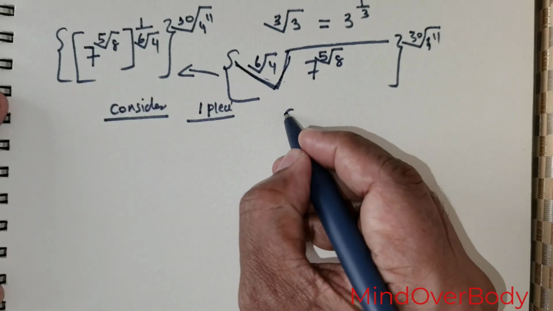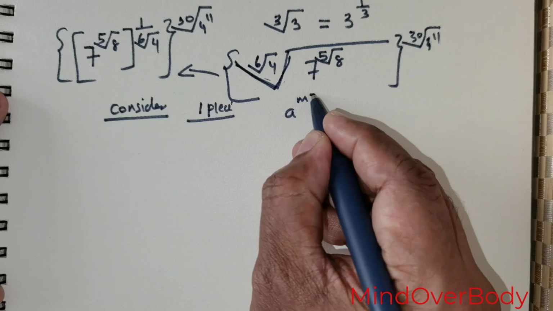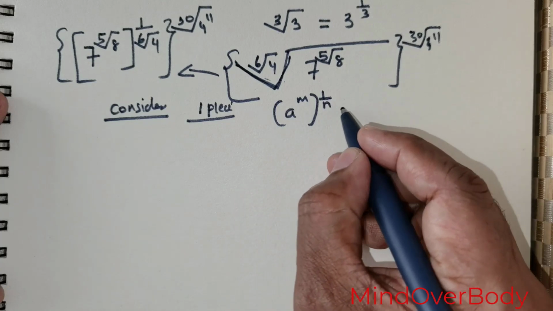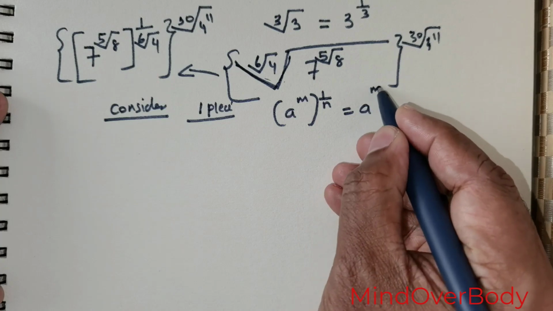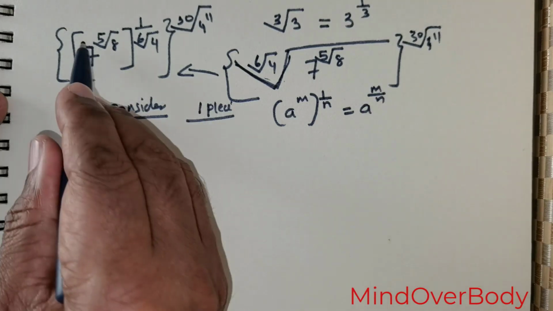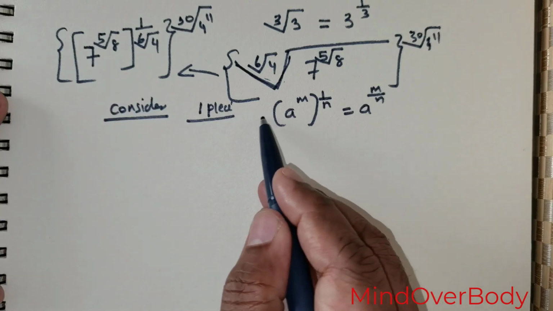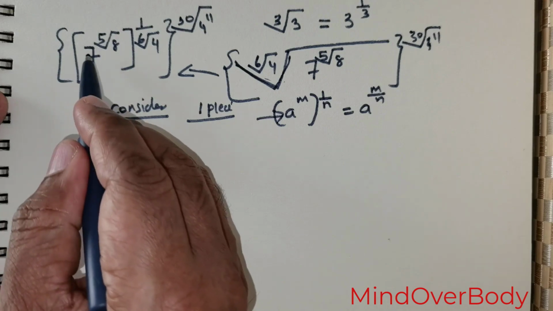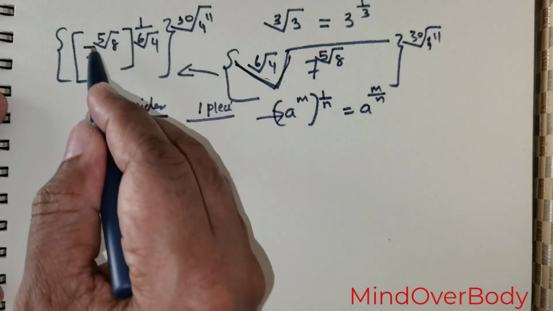Now you will have to understand this from the law of indices. If I have some quantity like this, a raised to the power m, that is raised to the power 1 over n, I can rewrite this as a raised to the power m over n. Now in this case I'm going to use the same law of index, but I'm not going to be using the component, the base. I'm not going to be much bothered about the base first. I want to resolve the index.